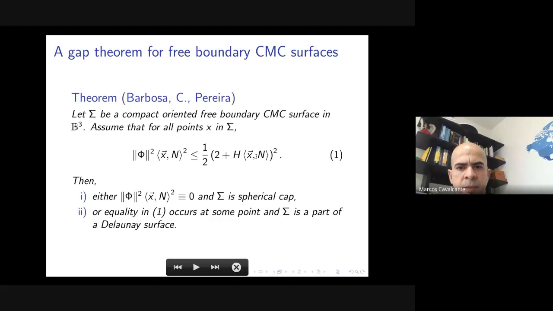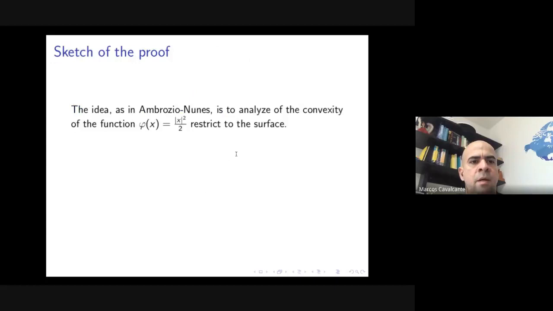So we prove that in this case either this quantity goes to zero and sigma is a spherical cap, or the equality occurs at some point and sigma is part of a Delaunay surface. I'd like to mention that in the minimal case, phi coincides with the second fundamental form A. And then we get the same expression as in the work of Ambrosio and Nunes. So it's the right generalization in that sense. And now I'd like to sketch the proof of this theorem.